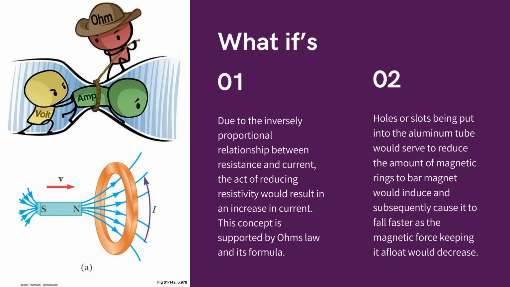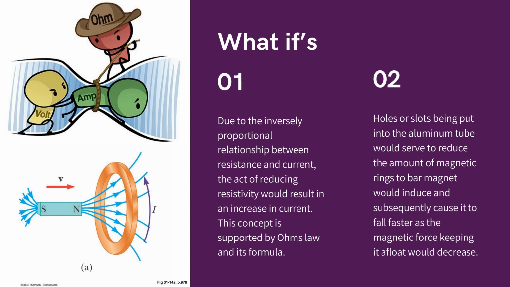Firstly, what if the resistivity of the conductor were reduced as close as possible to zero, and how would the dynamics of the falling magnet change? Due to the inversely proportional relationship between the resistance and current, reducing resistivity will result in an increase in current. This concept is supported by Ohm's law and its formula.